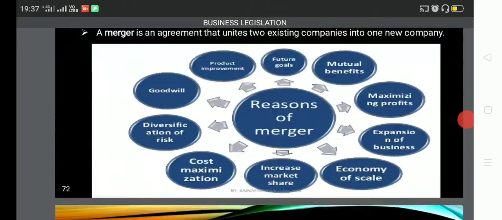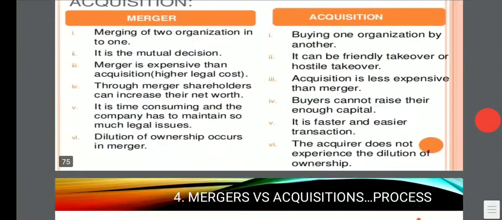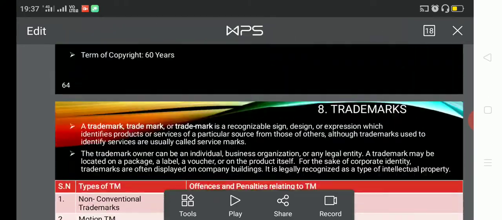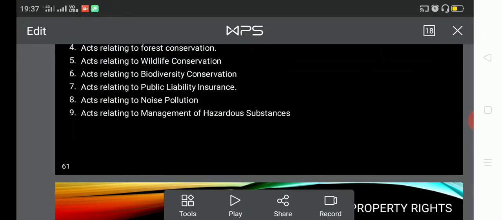This is the next part of the unit. Unit number 4, and it will cover intellectual property rights.